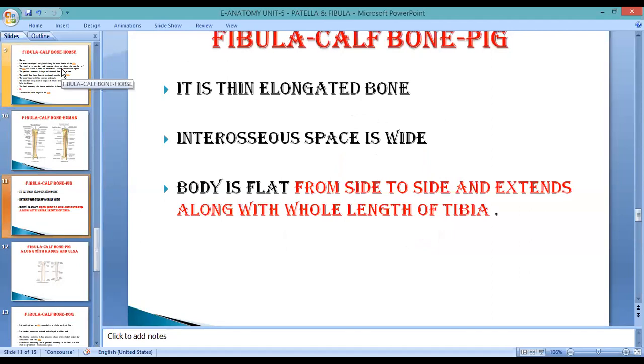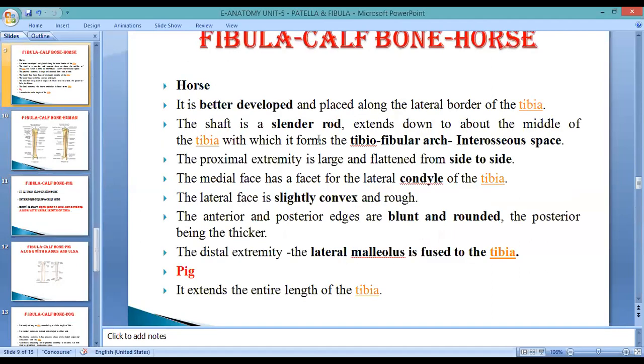We have completed pig. Next, the second species is the horse. Horse is the better developed. You have already seen this picture.